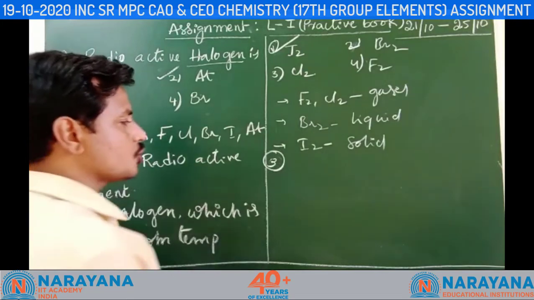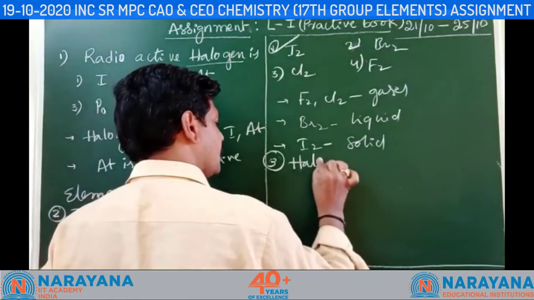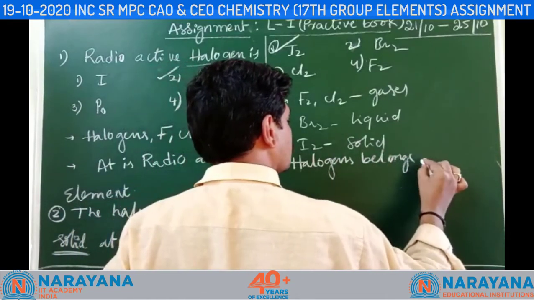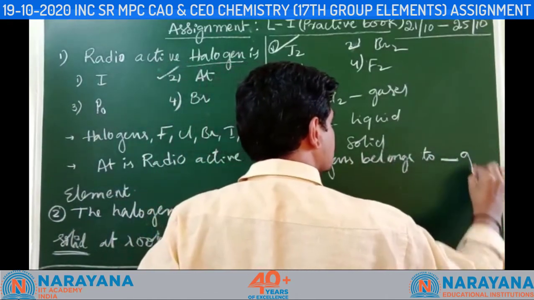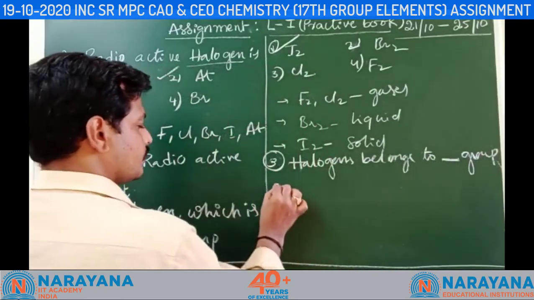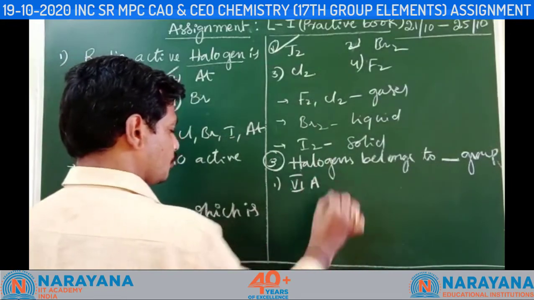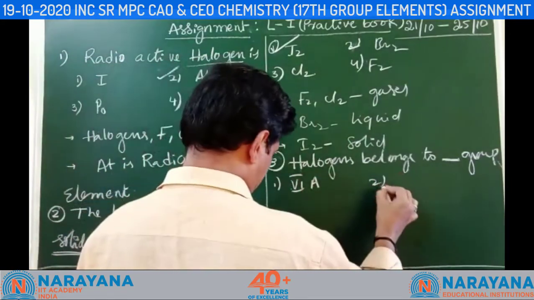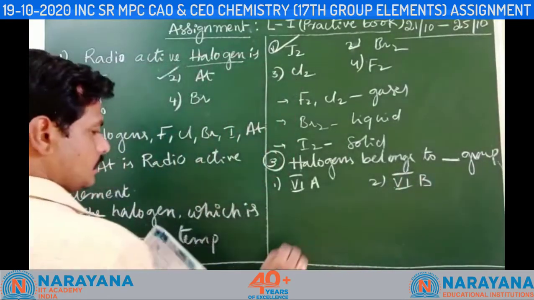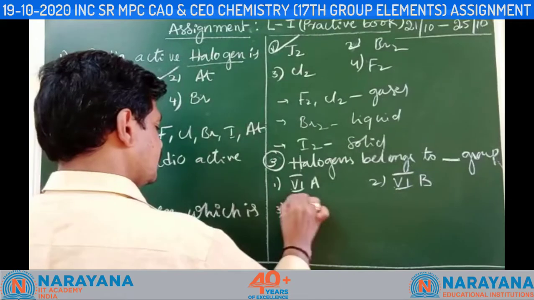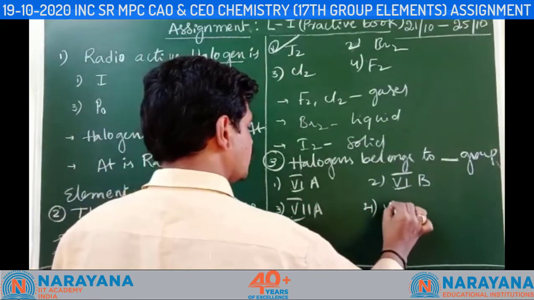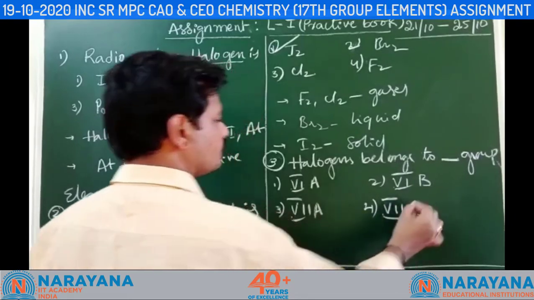Halogens belongs to dash group. The options are 6th A group. Second option is 6th B group. Third option is 7th A group. Fourth option is 8th B group.